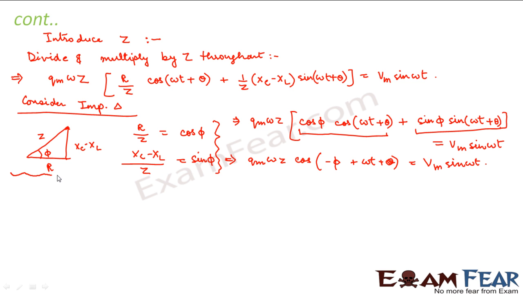Therefore, what do I get from here? From this we get Qm into omega Z cos of omega t plus theta minus phi is equal to Vm sine omega t.